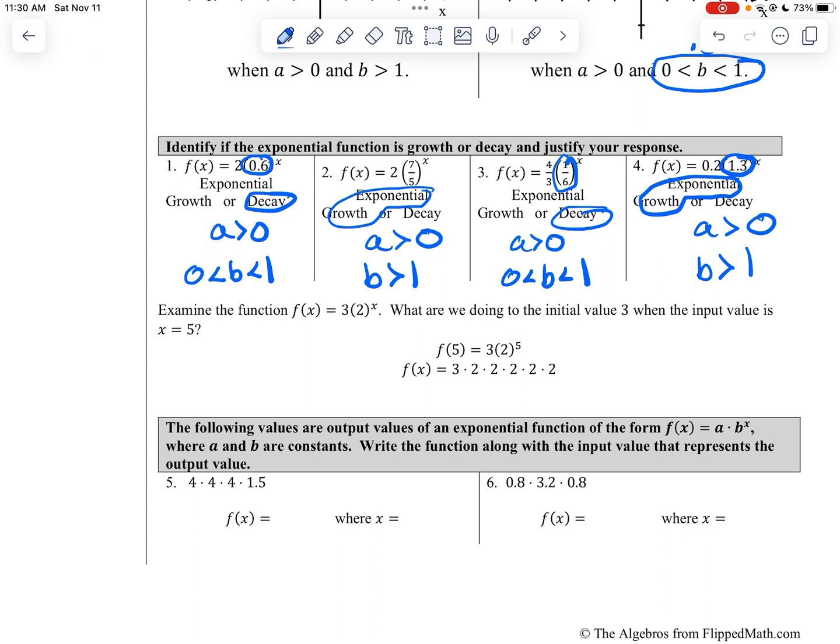Now, just a reminder what this really means. If we have the function 3 times 2 to the x, again, 3 is our initial value. Our ratio is 2. So when x is 5, what does that actually mean? Well, that actually means, according to exponents, 1, 2, 3, 4, 5, we multiply by 2 five times.